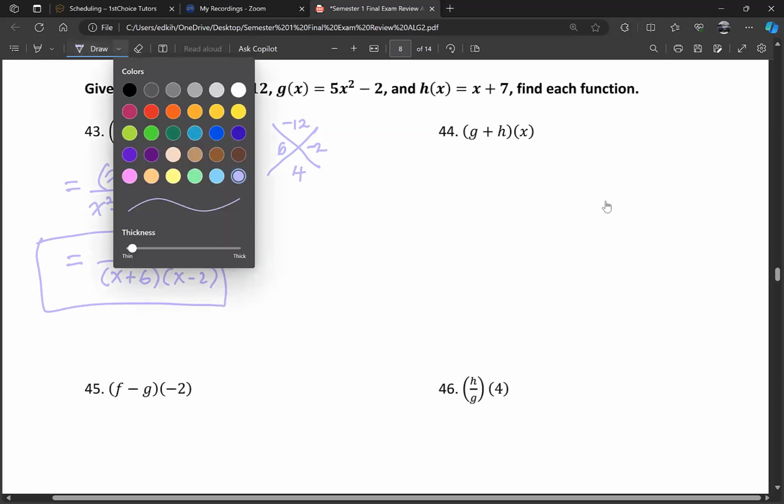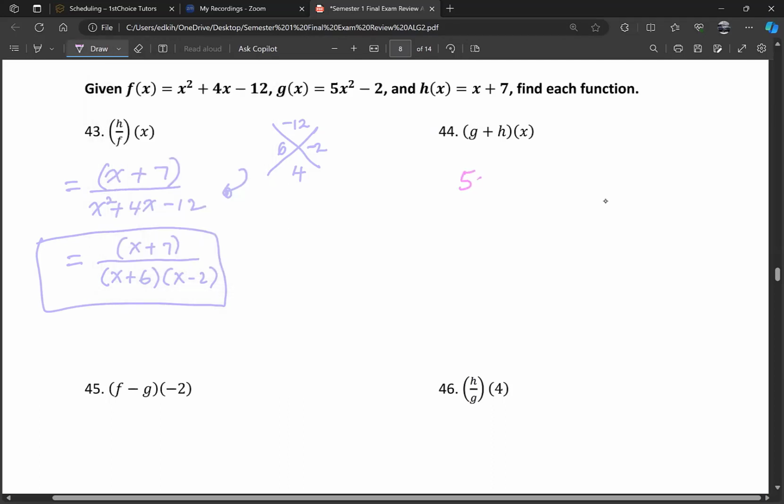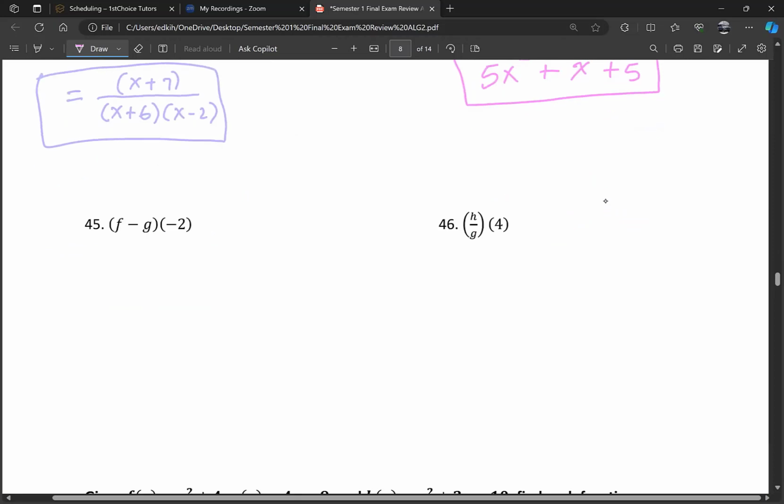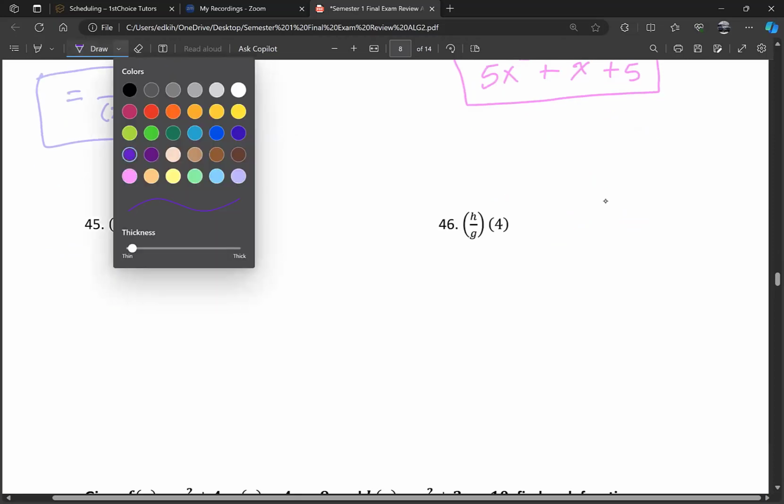Question 44, pretty self-explanatory. It's telling you to just add g to f, right? So you have 5x squared minus 2 plus h of x, which is x plus 7. And because we are adding, we don't need to be careful here with parentheses. That doesn't matter. It only matters when you're subtracting because the negative affects everything. Here we only have two like terms, so let's go there. 5x squared plus x plus 5, because negative 2 plus 7 is 5. Done.